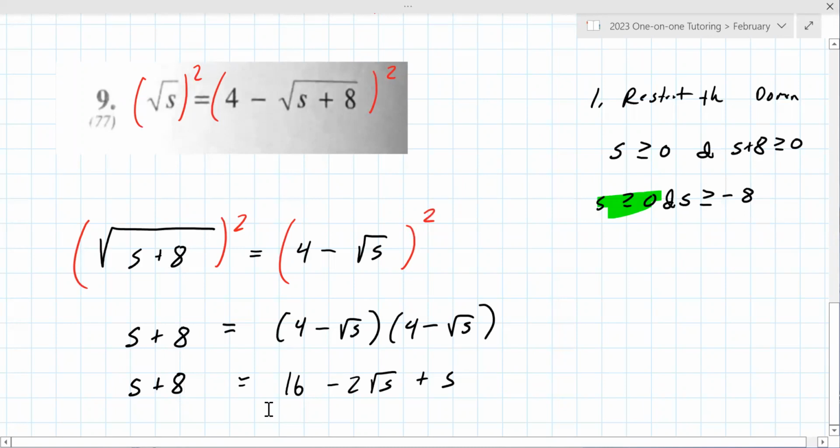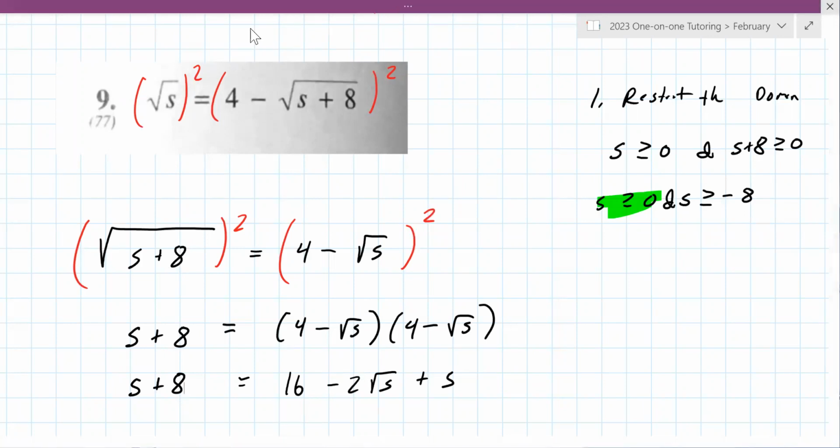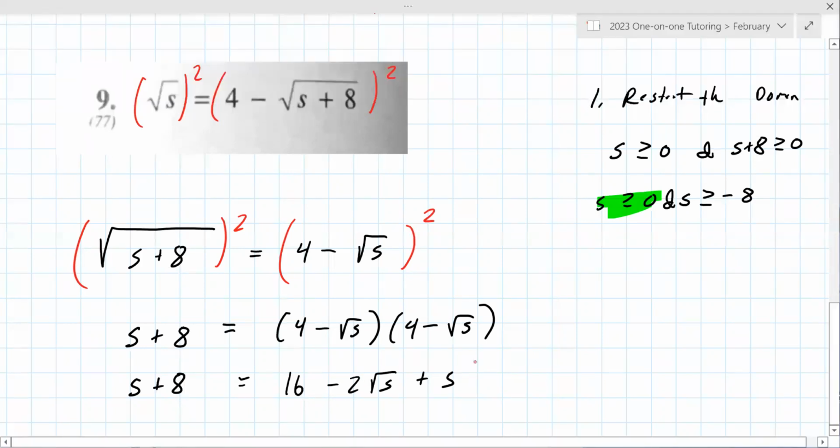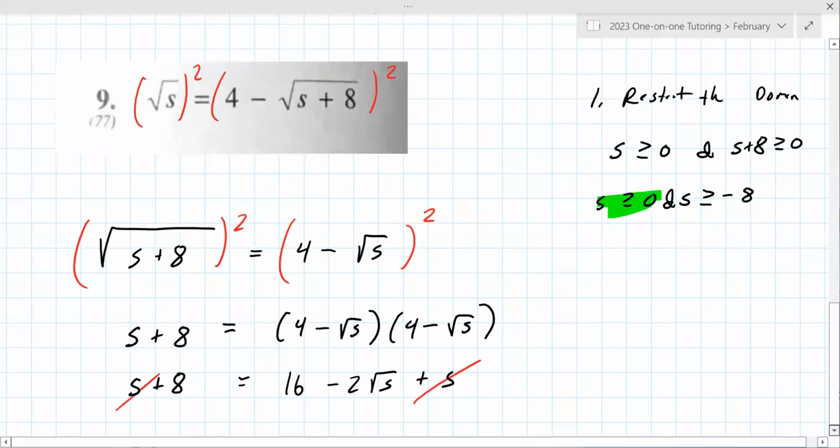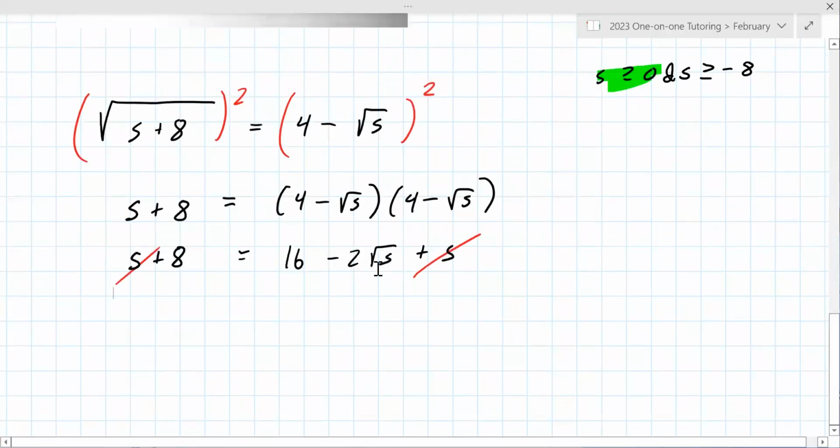Yes. Great. So now the s's cancel, and we isolate the term with the root in it. So the term with the root in it is this -2 square root of s. So I'm going to move that left. I'm going to subtract the 8 right. So it looks like this: 2 square root of s equals 8.